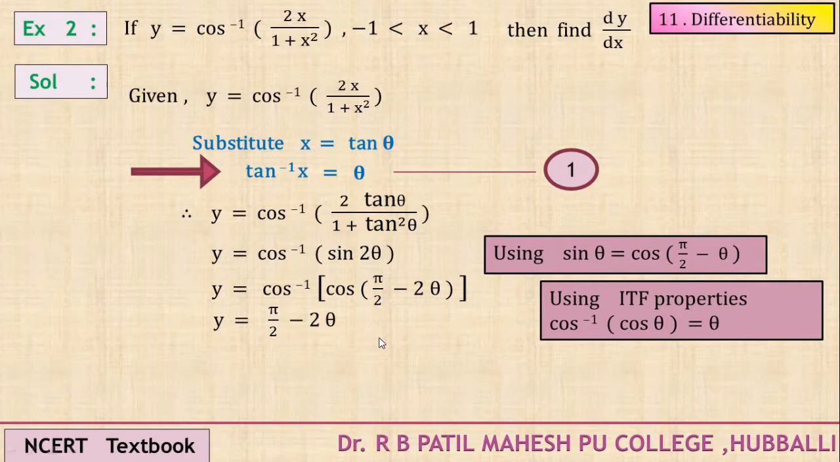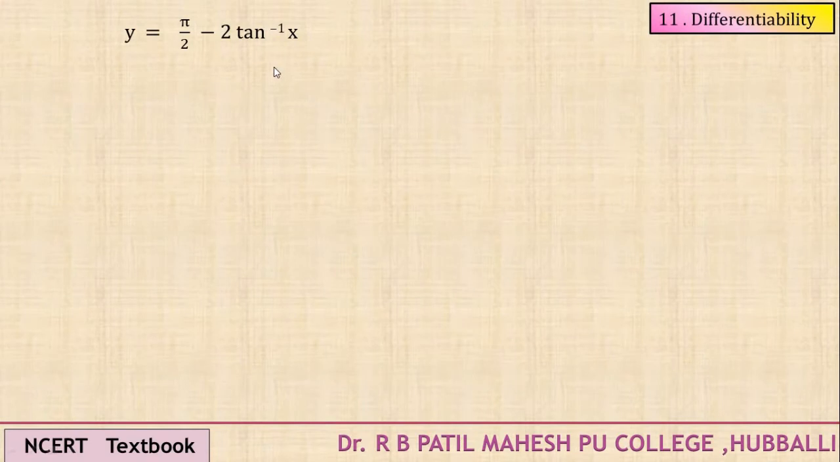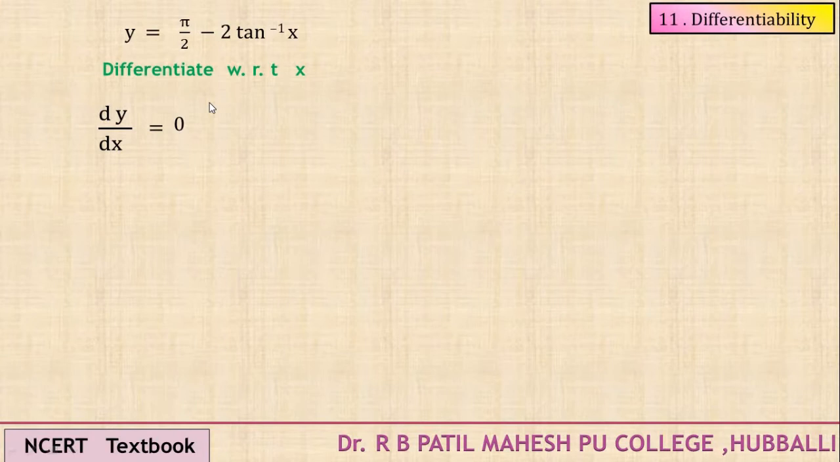So from equation 1 you replace theta by tan inverse x. Now we have y is equal to pi by 2 minus 2 tan inverse x. So this equation I differentiate. dy by dx is equal to pi by 2, a constant number, its derivative is 0, minus 2 as it is, and the derivative of tan inverse x is 1 divided by 1 plus x square.